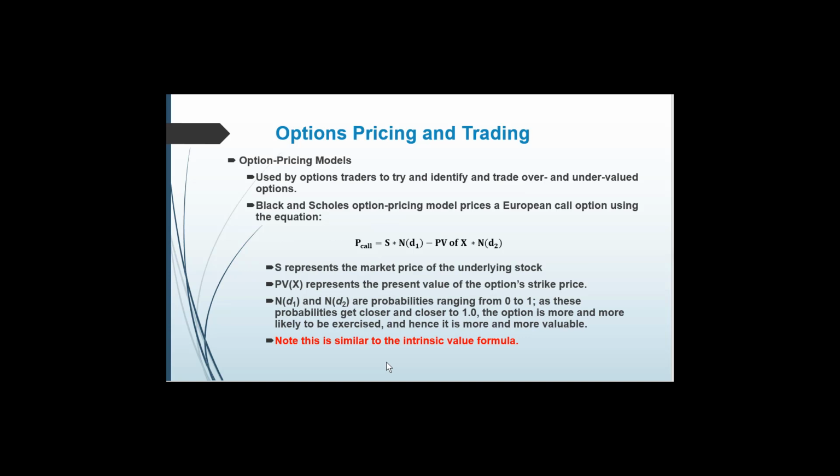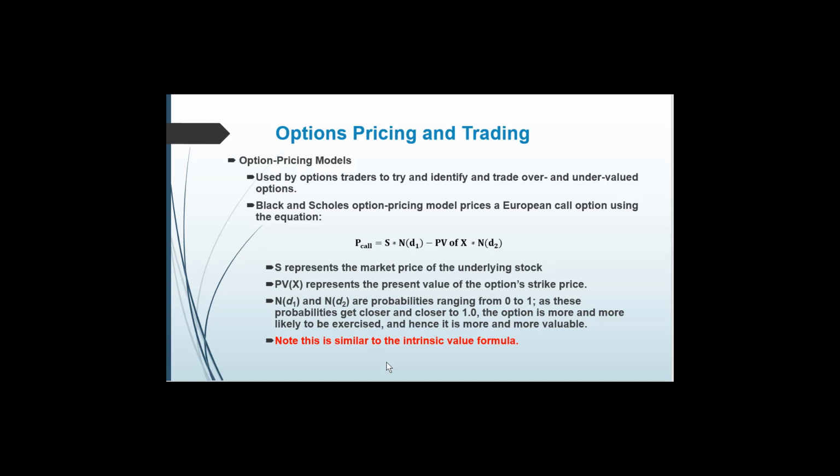So next, let's look at a theory. This is what's referred to as the Black and Scholes option pricing model. It is a pricing mechanism for a European call. Remember, a European call is a call that can only be exercised at the expiration date.